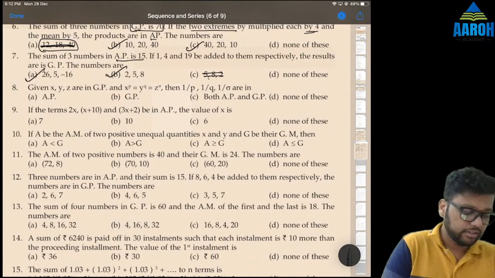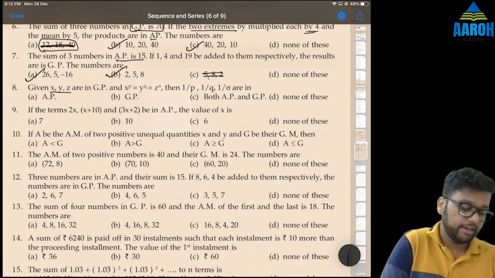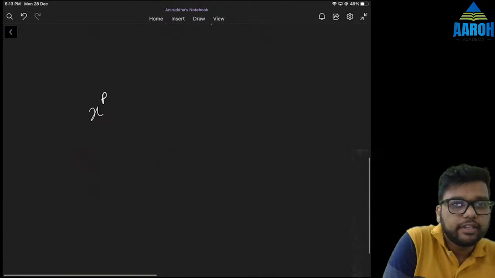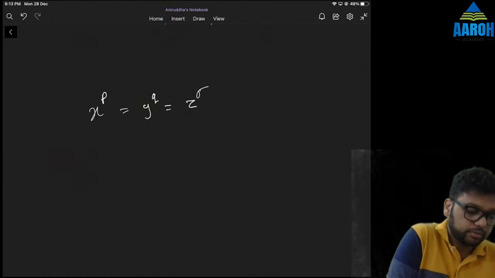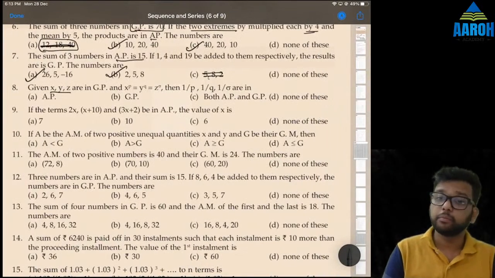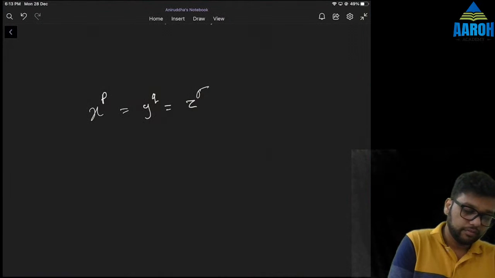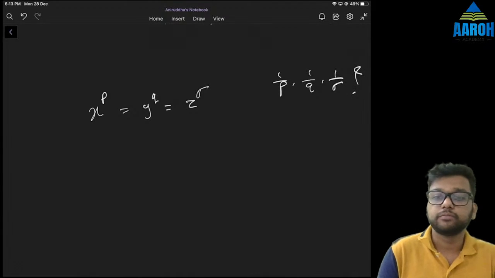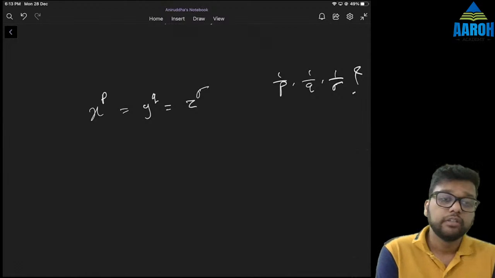Eighth, again, we can assume some numbers. Given x, y, z are in GP and x raised to p is equal to y raised to q is equal to z raised to sigma. Then they are asking 1 by p, 1 by q, 1 by sigma are in what? Correct, A and B. Fine.